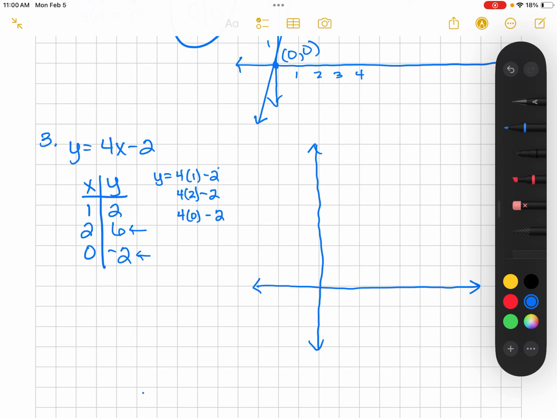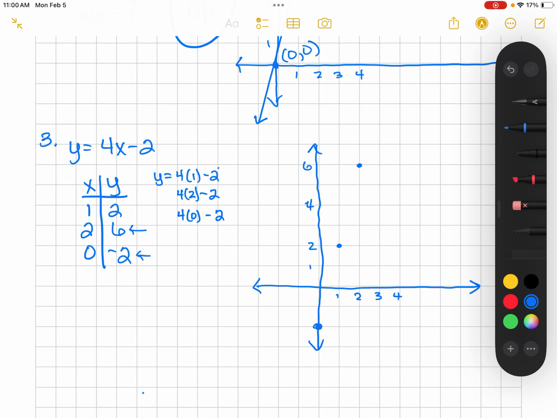Okay, I think that should be enough. I don't want to have to label these every time. I'm just going to label a couple of them. 2, 4, 6. Okay, so the first one is 1, 2. There's my point. The next one is 2, negative, not 2, negative 2, positive 6. And then the next one is 0, negative 2, which is down here.